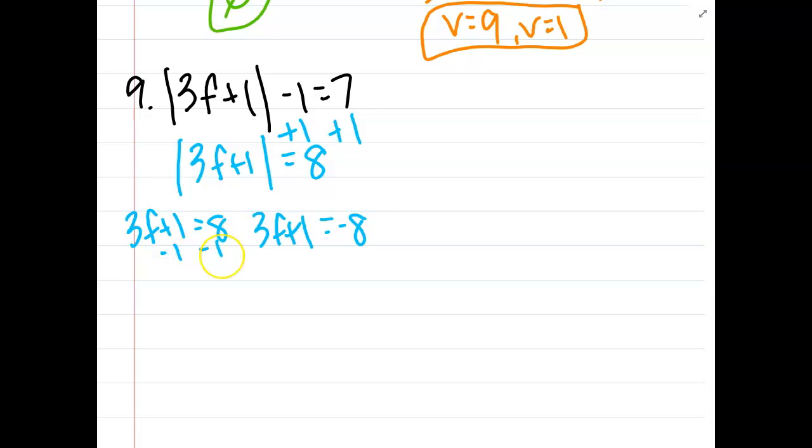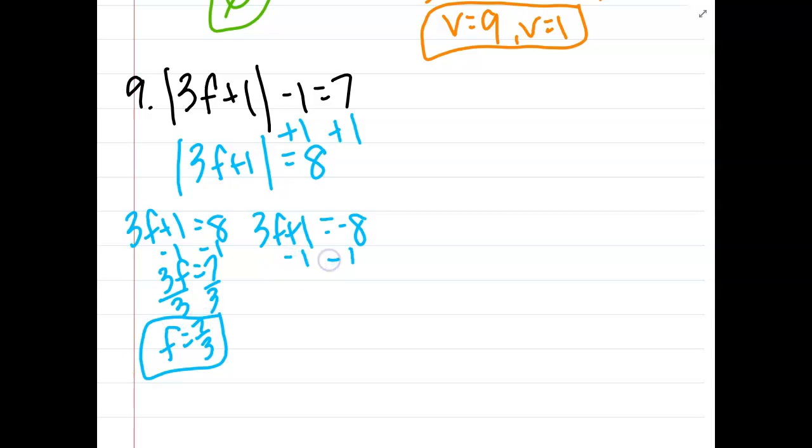So if I subtract 1, we have 3f equals 7. Divide by 3, we have f equals 7/3. And for the other one, subtract 1, we'd have 3f equals negative 9. Divide by 3, we'd have f equals negative 3.